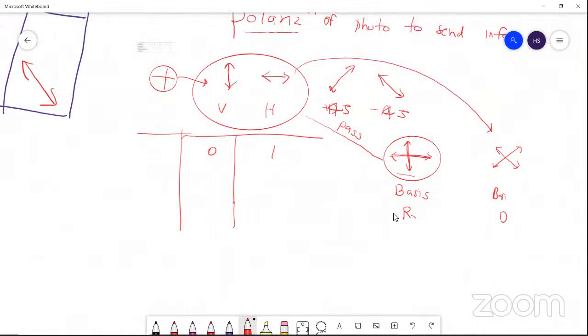So understand this: you are preparing in some basis. Let's suppose there are these two bases, plus and cross. In the plus basis, if I want to send, I will send this kind of thing, and this will be our 1. If you prepare in this, then this is your 0 and this is your 1. There are two choices of basis. This is called the plus basis, or rectilinear basis, and the other is called the diagonal basis. So just rename it.